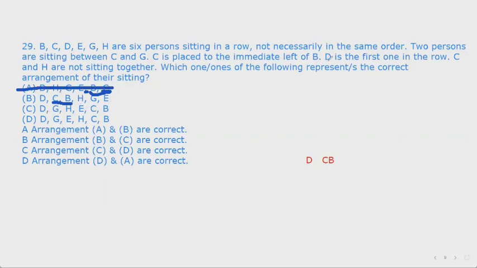So cool enough. D is the first. Okay. So C and H are not together. Here C and H are not together. But here C and H are together. So easily we can rule this out as well. So B and C are the correct ones. And yes, this is our answer.